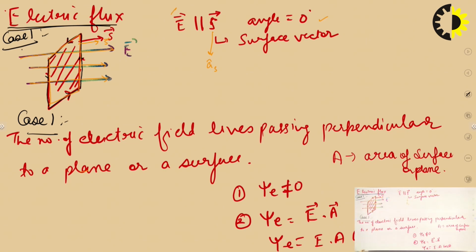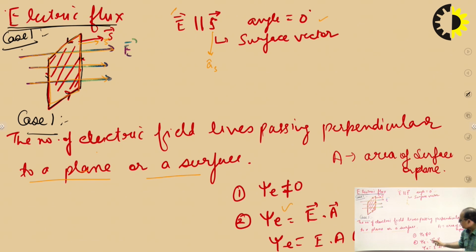First point is this one. Case 1 represents the number of electric field lines passing perpendicular to a plane or surface. Perpendicular to a plane. Why? Because if I say this is a surface and the fields are passing through it, the surface and these field lines are at 90 degrees to each other. But the surface unit vector and the field lines will both be parallel to each other.